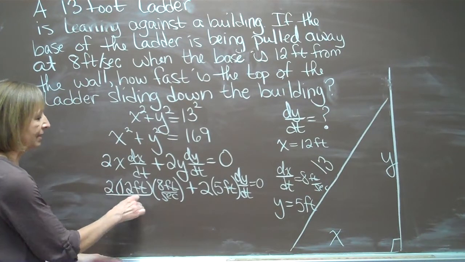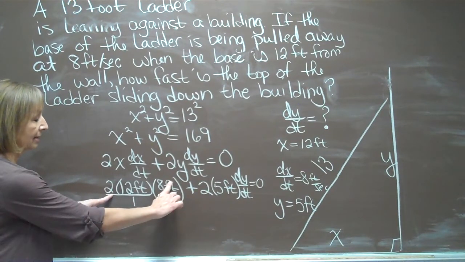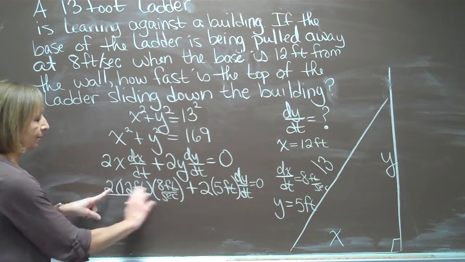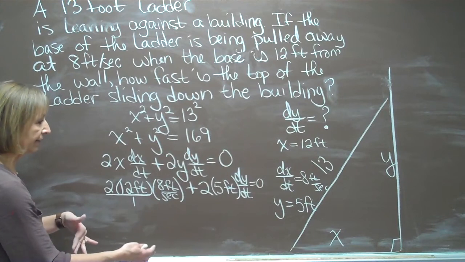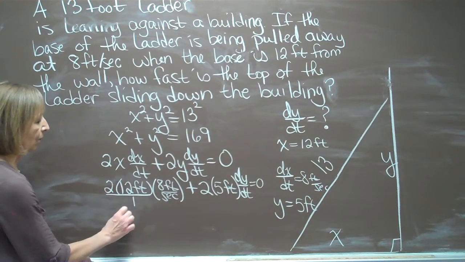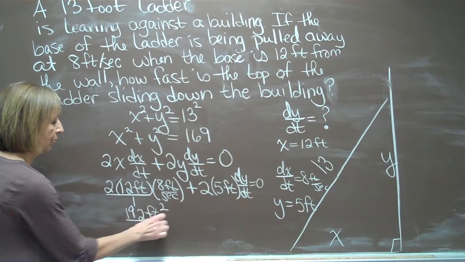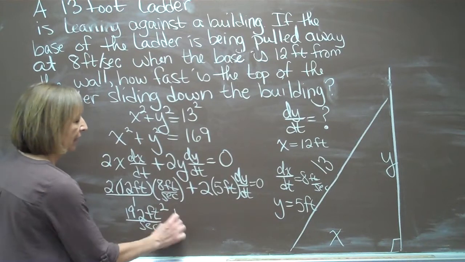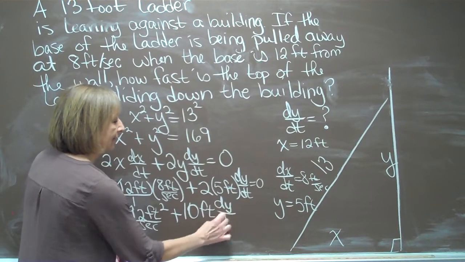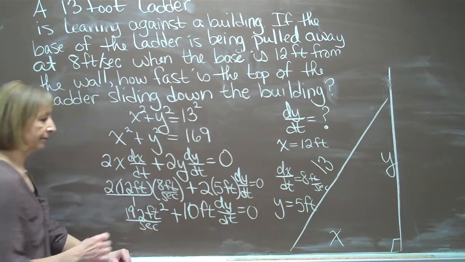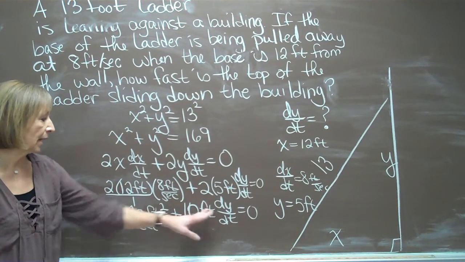I can think of this as 2 times 12 feet over 1 and multiply across the numerators, and then across the denominators, and remove common factors if you have any. But for this, we get 192 square feet per second, plus 10 feet dy/dt is equal to 0. Now we want to solve this for dy/dt.